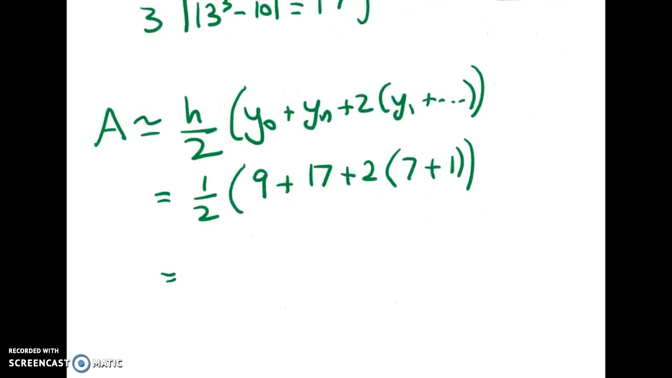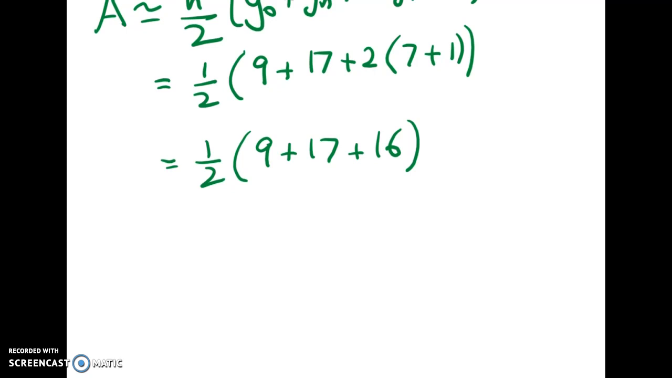Right, so working that out, what do we get? Well, we get 1/2 times 9 plus 17 plus 2 8s are 16. That gives me 1/2 of 42. So my answer is 21. And I don't know my units, but I'm going to put 21 units squared. So there you go. That's how the trapezium rule works.